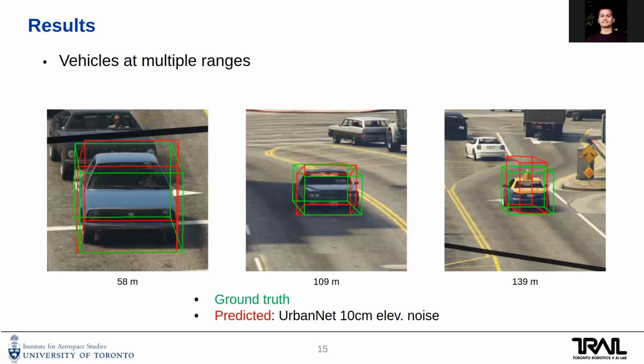These are some examples of vehicles as they are detected at multiple ranges. The ground truth bounding boxes are in green, and the predicted bounding boxes are in red.